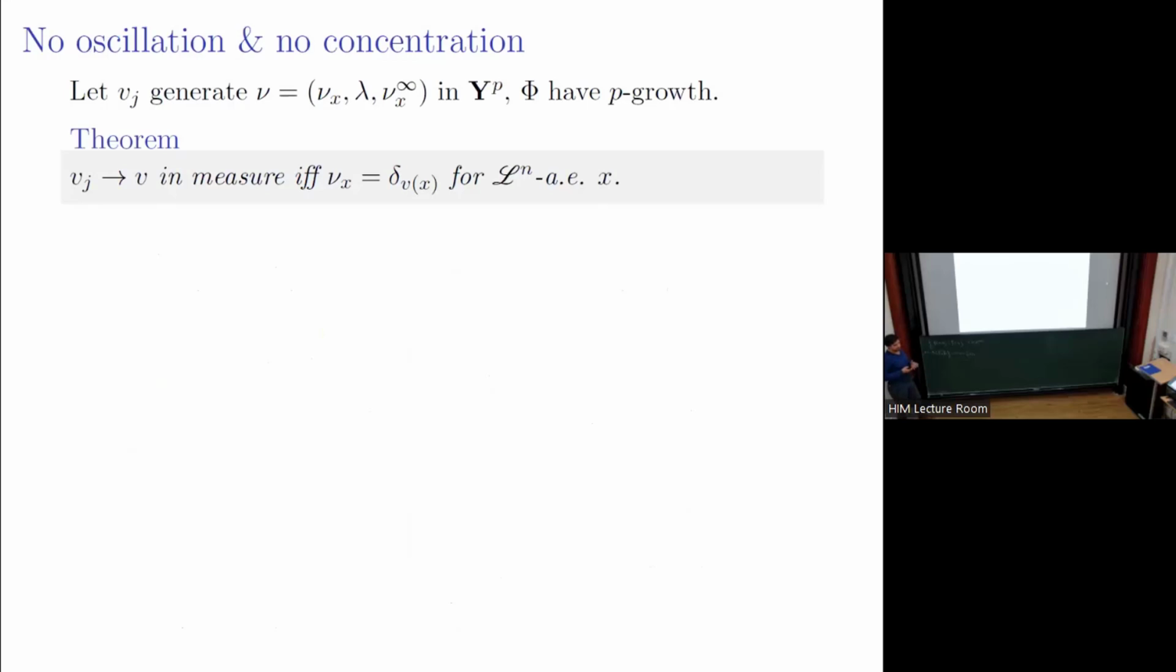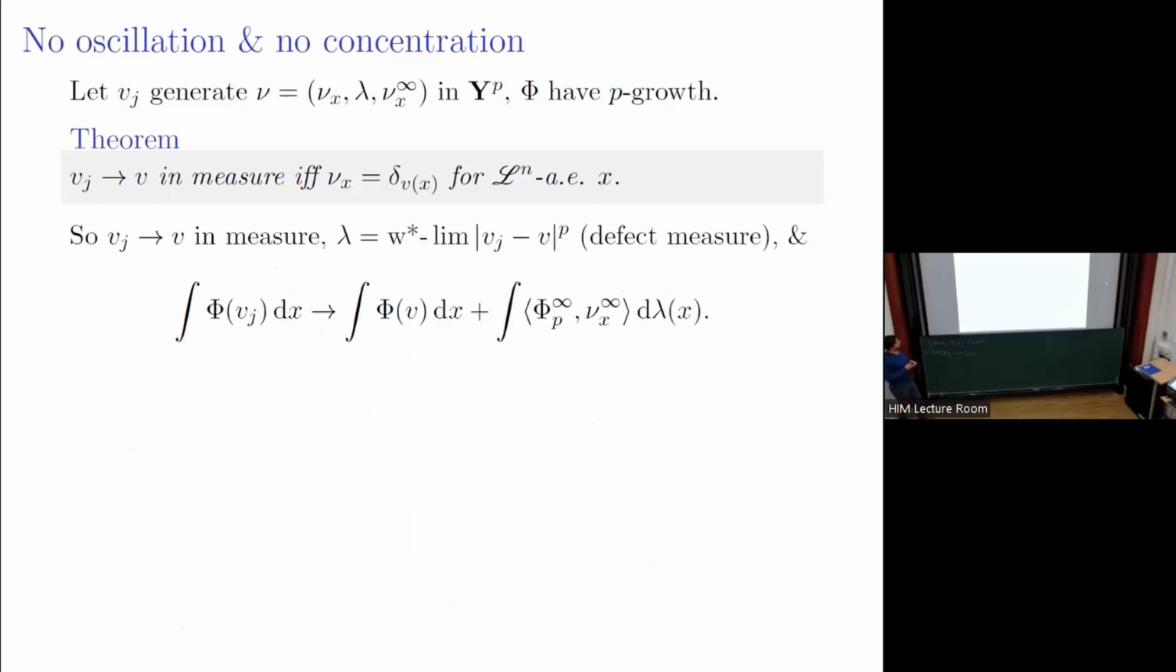It would be very good to actually quantify what oscillation, concentration, or failure thereof means in terms of Young measures. And these characterizations are actually very robust. On the one hand, convergence in measure is equivalent to the oscillation measures being deterministic. And in this case, if we revisit the Fatou example, let's say this is positive, the oscillation measures would retrieve the limit with the inequality, and the concentration part describes exactly this gap, this defect.